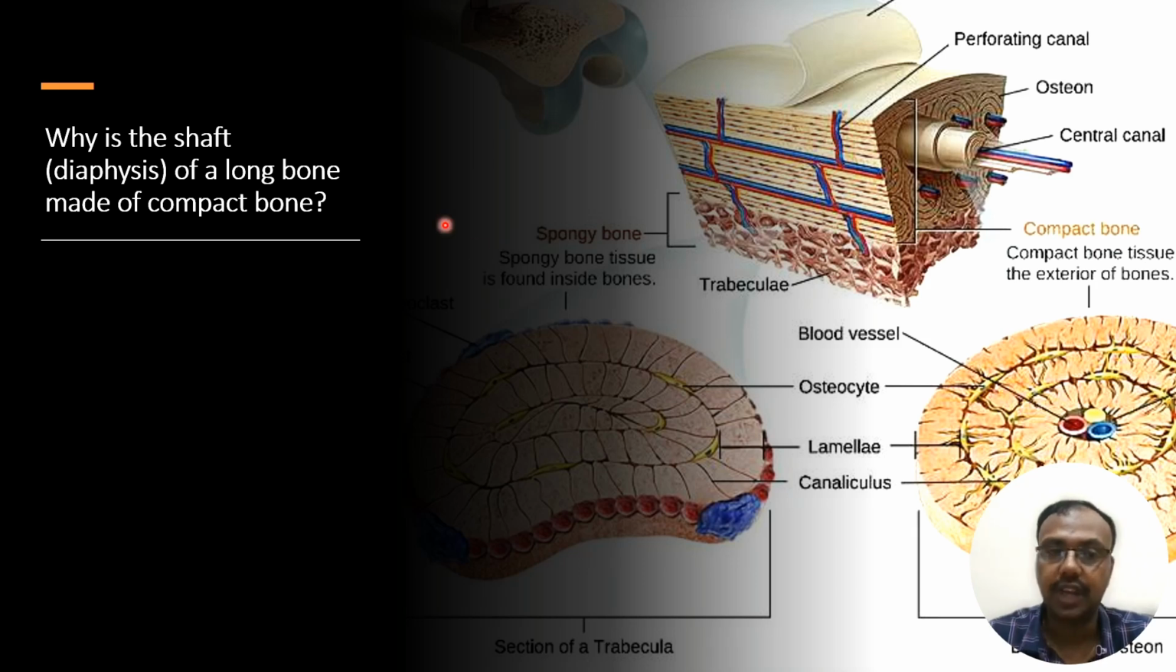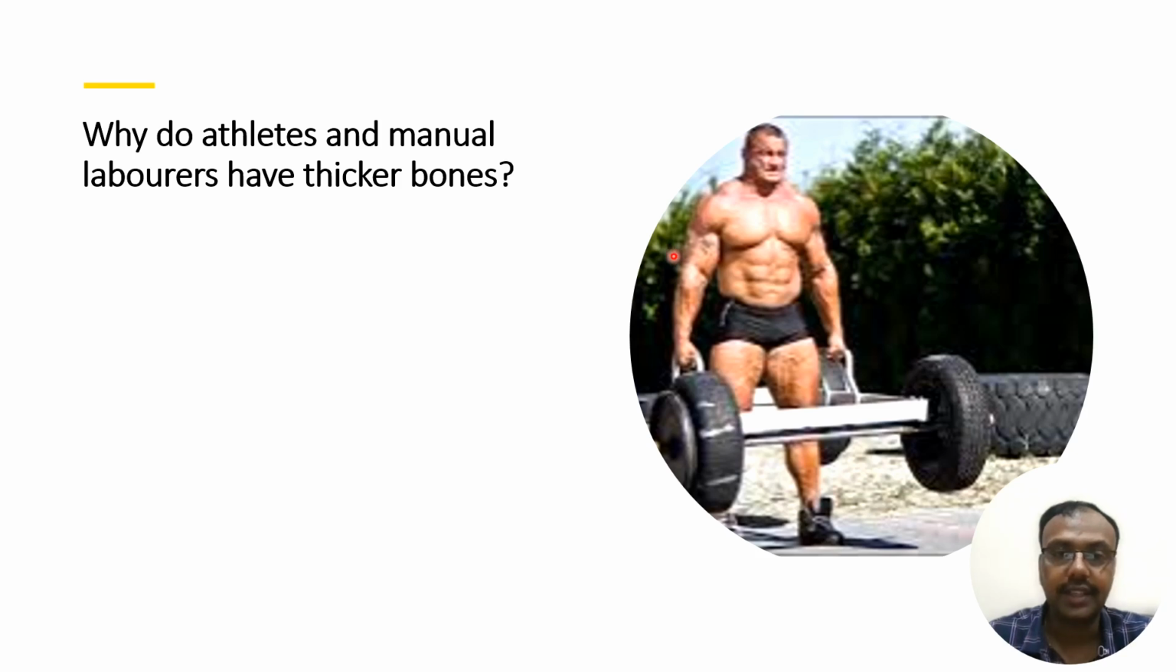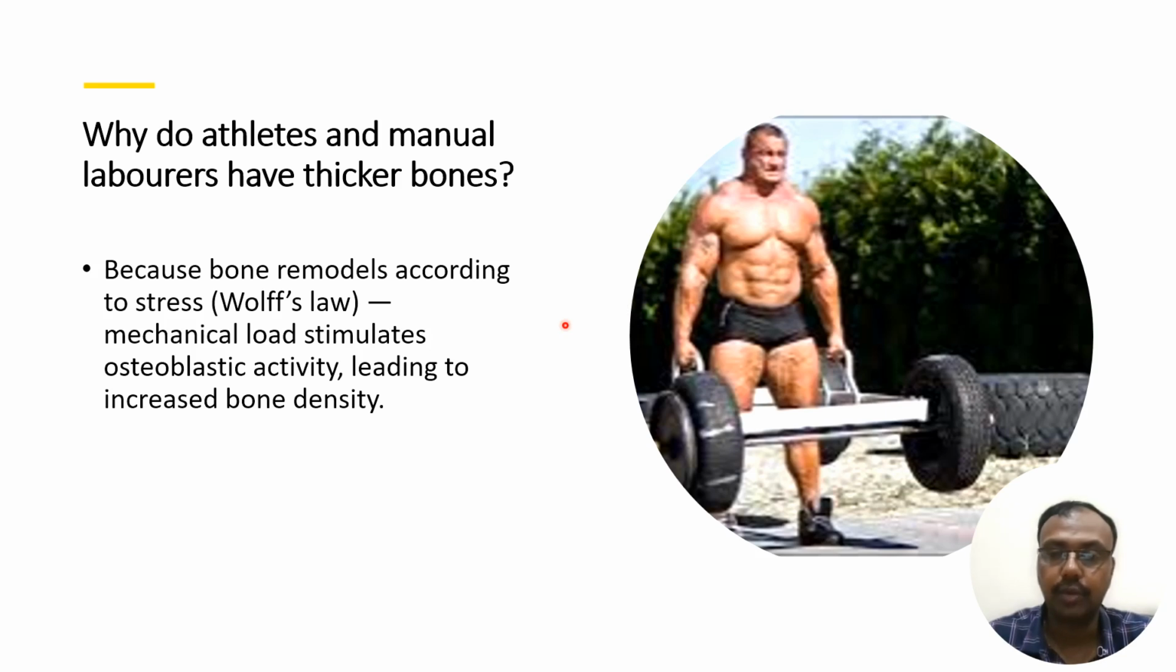Why is the shaft, that is diaphysis of long bone, made of compact bone? Compact bone provides high mechanical strength and resists bending forces experienced during movement. This area is compact, right? Compact bone. Why do athletes and manual laborers have thicker bones? Because bone remodeling occurs according to stress. That's called Wolff's law. Mechanical load stimulates osteoblastic activity, leading to increased bone density.